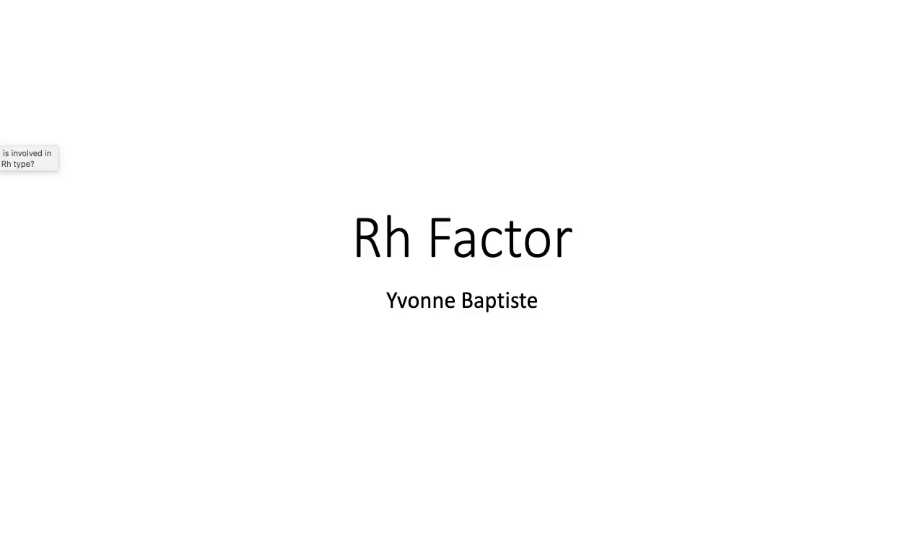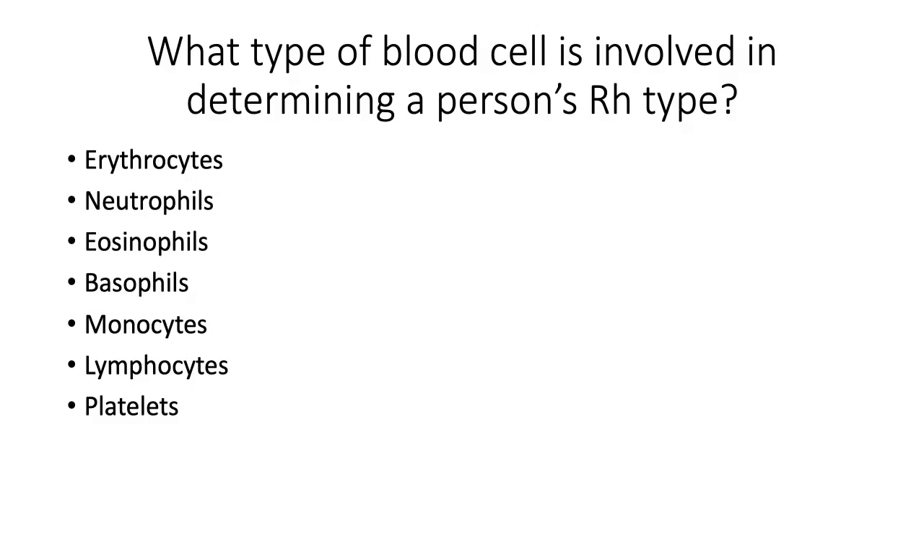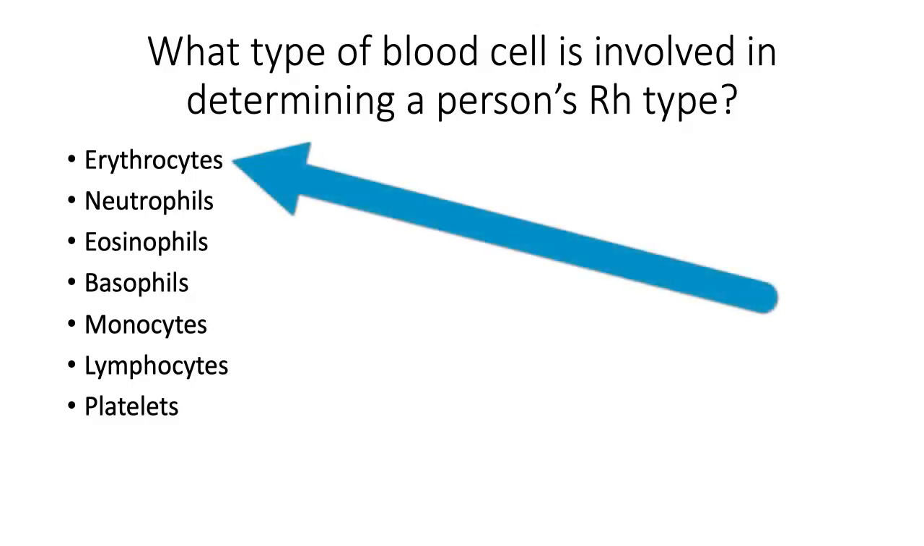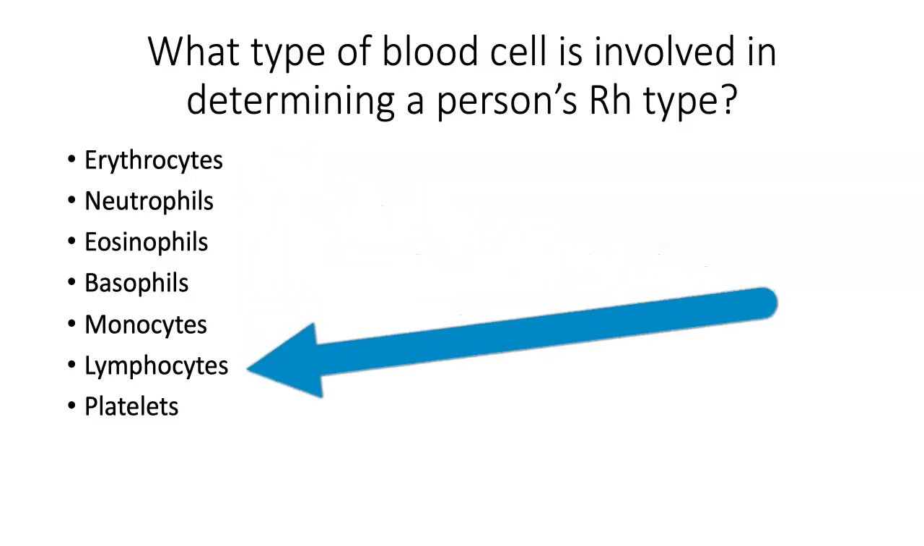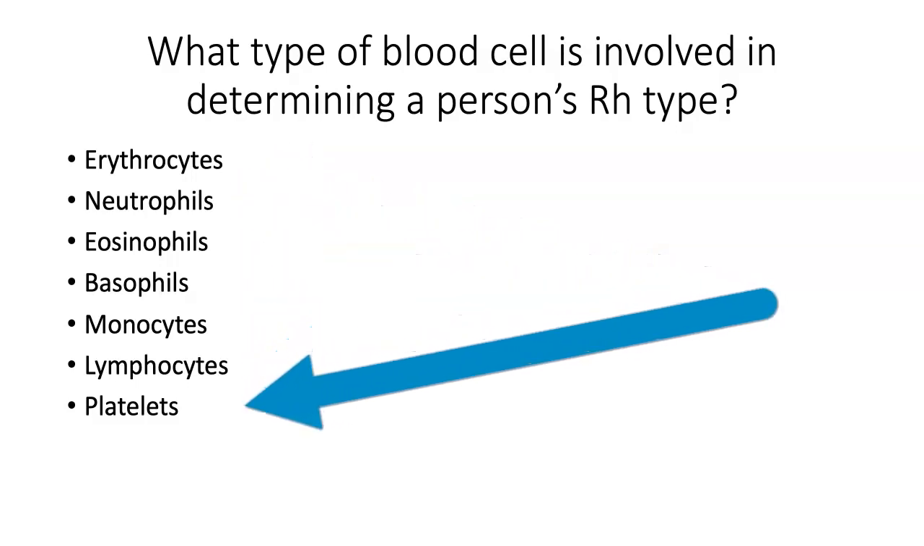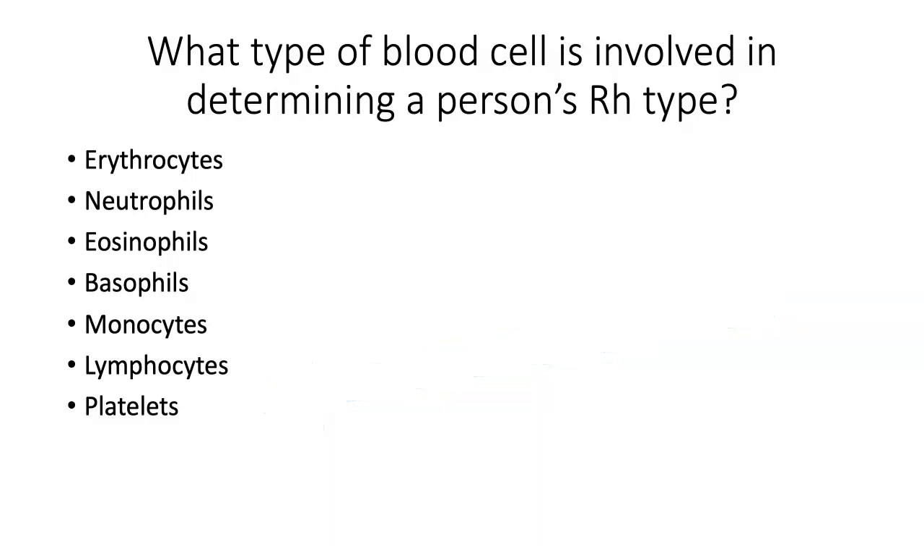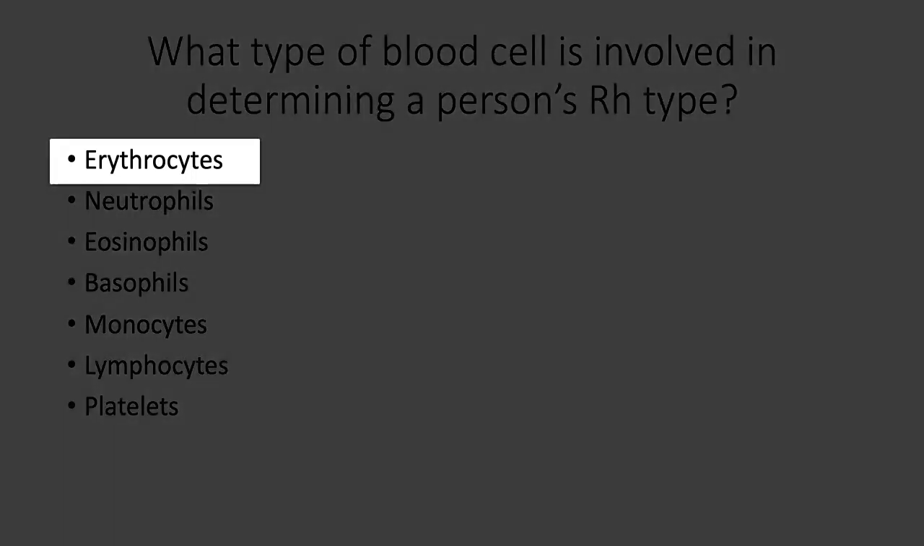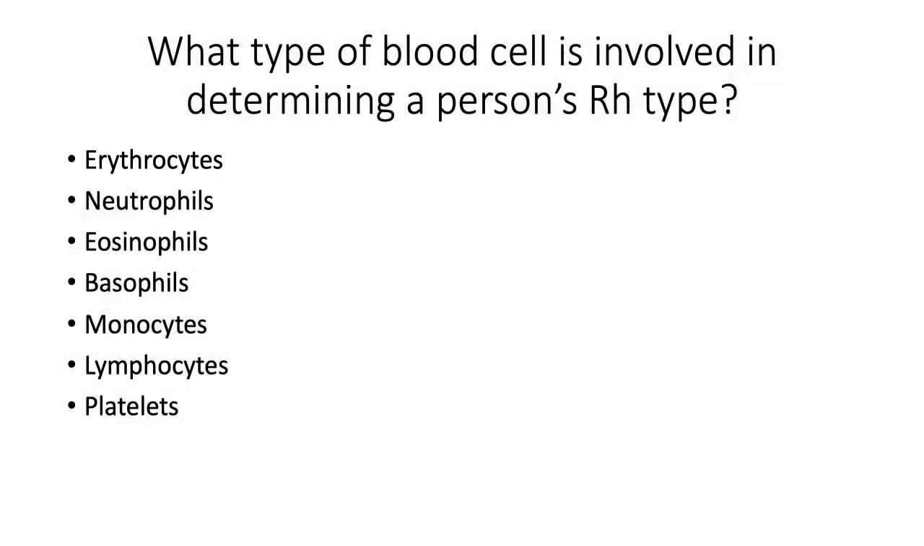Let's take a closer look at Rh factor. To start with, what type of blood cell is involved in determining a person's Rh type? Is it red blood cells, white blood cells, or platelets? Just like in ABO blood grouping, Rh factor is determined by the red blood cells only.